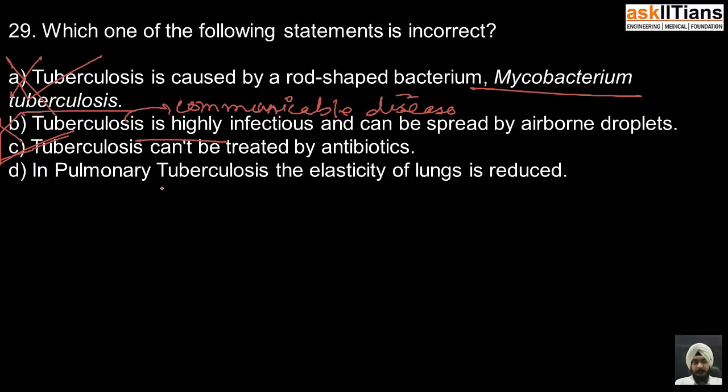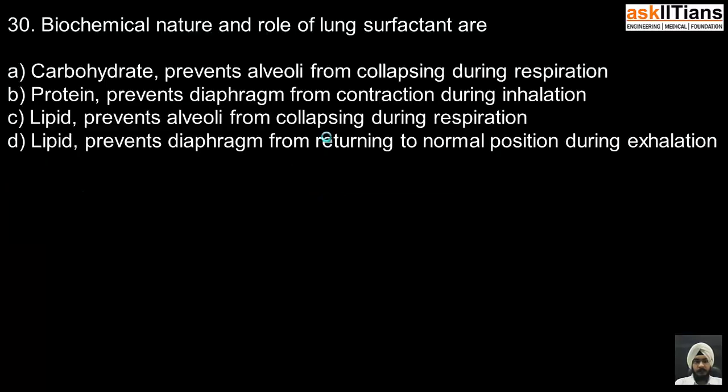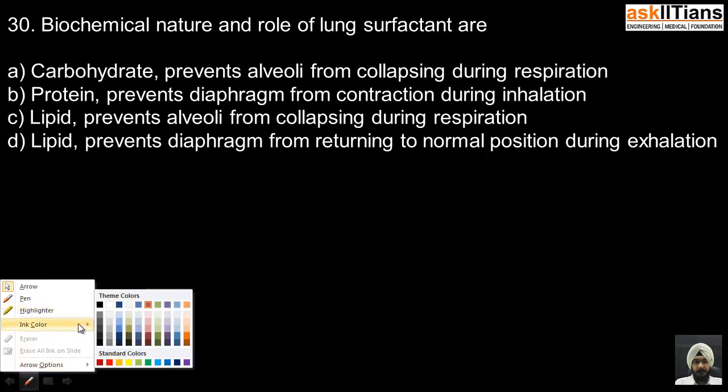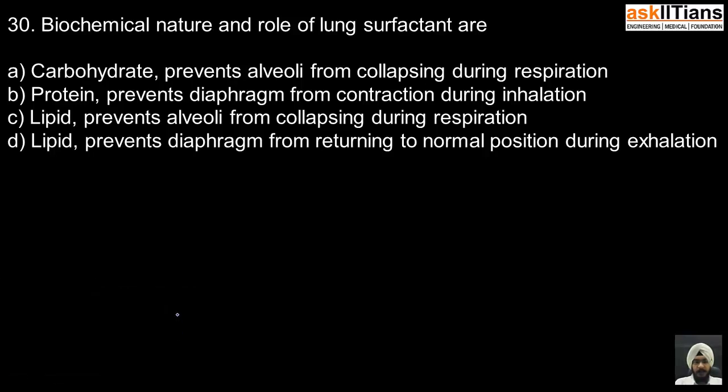And the last says in pulmonary tuberculosis the elasticity of lungs is reduced, which is true. The elasticity of lungs is reduced in this case, so this is also not the correct option. So the correct answer is C, that tuberculosis can't be treated by antibiotics. Let's go to the last question, which says the biochemical nature and the role of lung surfactant are.